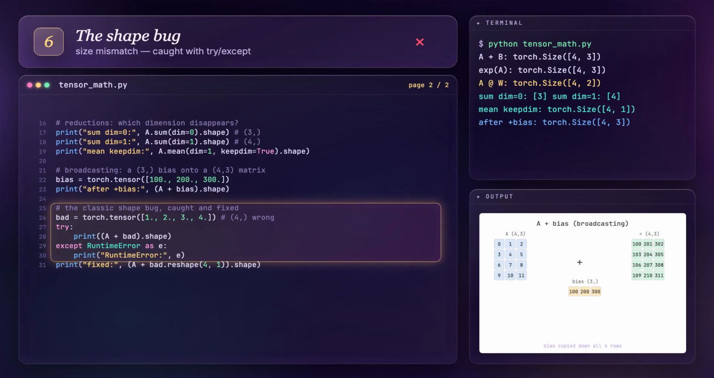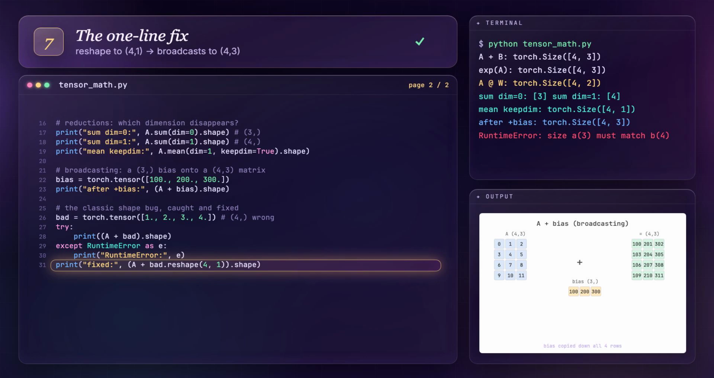Now the deliberate landmine. We make a length 4 vector bad and try a plus bad. The rightmost dimensions are 3 and 4, they don't match, and neither is 1. So PyTorch refuses and raises a runtime error. We wrap it in a try except and print the message, so it doesn't crash the whole script. And the fix on the very next line, reshape bad to 4 by 1. Now the shapes are 4 by 3 and 4 by 1. Line them up from the right, the 1 is allowed to stretch, and it broadcasts across all 3 columns cleanly. The result comes back 4 by 3. One reshape, bug gone.